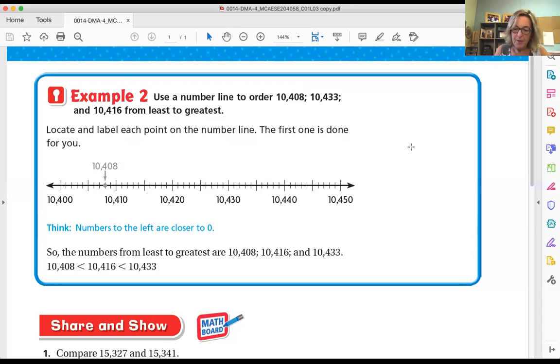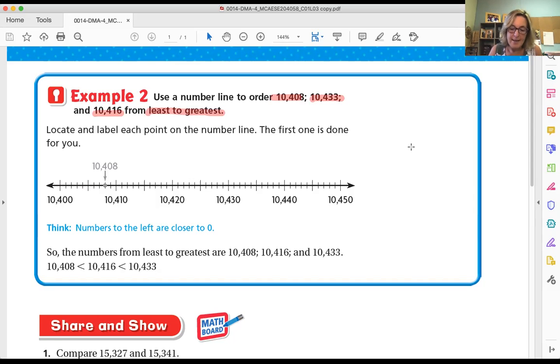10,408, 10,000, I can't see it now, 10,433, and 10,416. And it wants us to order them from least to greatest. That means we're going to start with the smallest one and work our way up to the largest one.